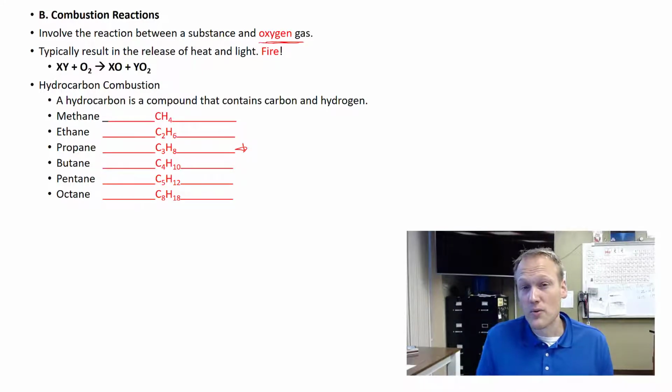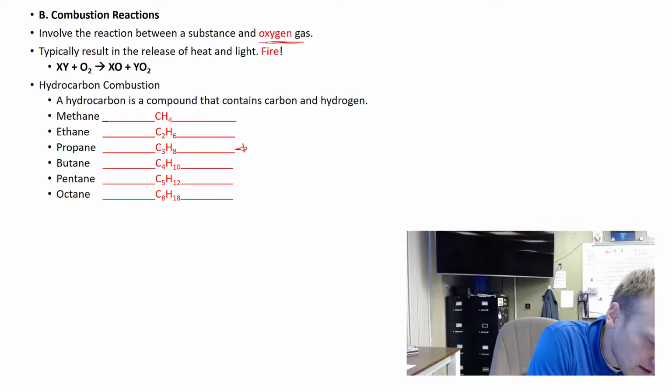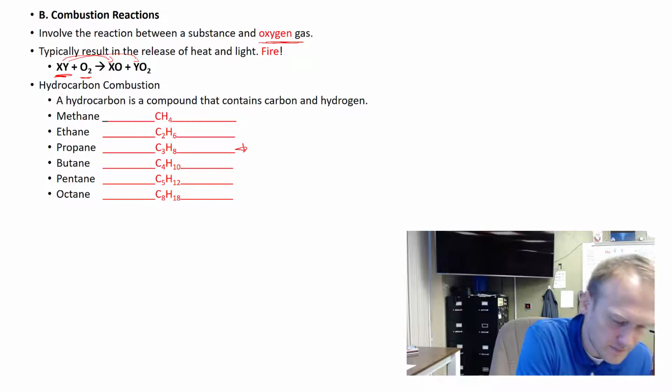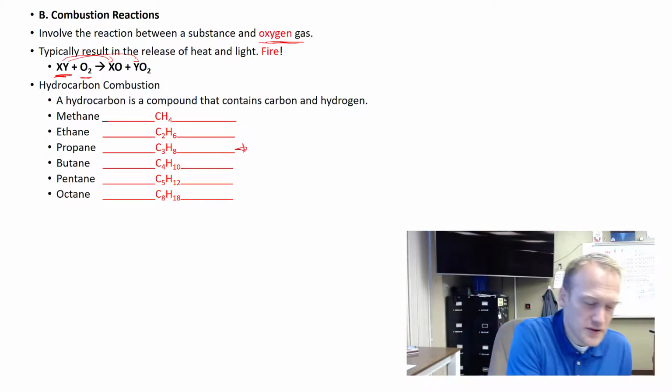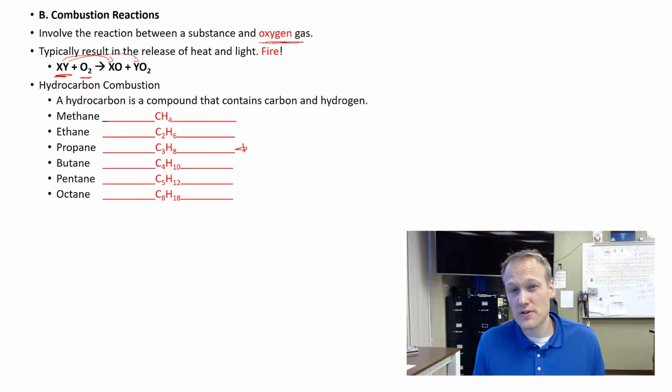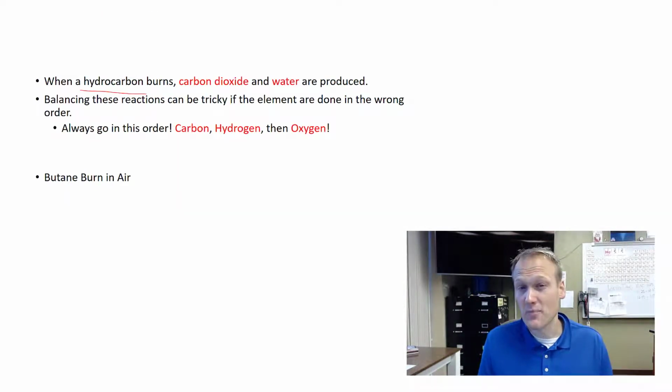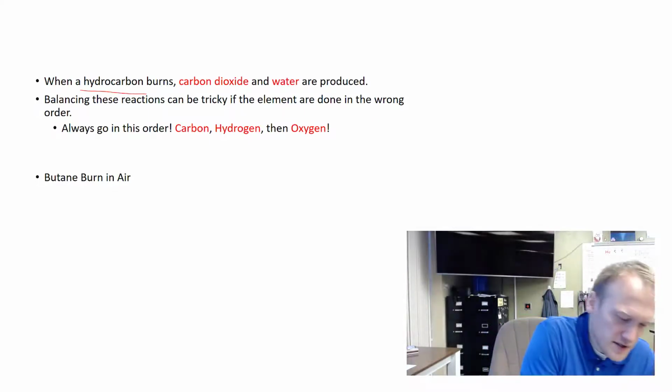When we burn a hydrocarbon, we're always going to need oxygen gas present. If you look at the model here, XY would represent the hydrocarbon combined with oxygen, and then we get the one element combining with oxygen, and then the other element combining with oxygen. When you burn a hydrocarbon, the two oxygen-based products you produce are carbon dioxide and water. So if you ever have to predict the products of burning a hydrocarbon, carbon dioxide and water is what you're going to produce. So down here it says butane is burned in air.